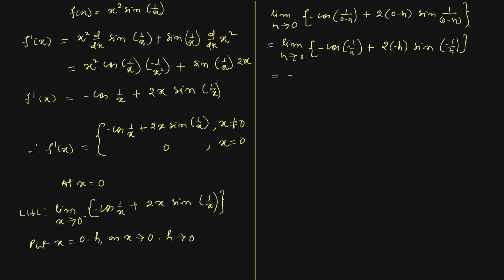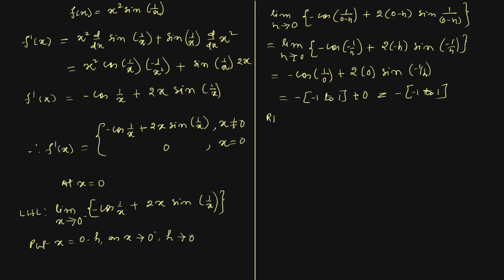If you put the limit, then we will get cos 1 by 0 plus 2 into 0 sine minus 1 by h. We know that this value is from minus 1 to 1 and this term is equal to 0. So we are able to write this as minus 1 to 1 and this term is 0, which is equal to minus 1 to 1.